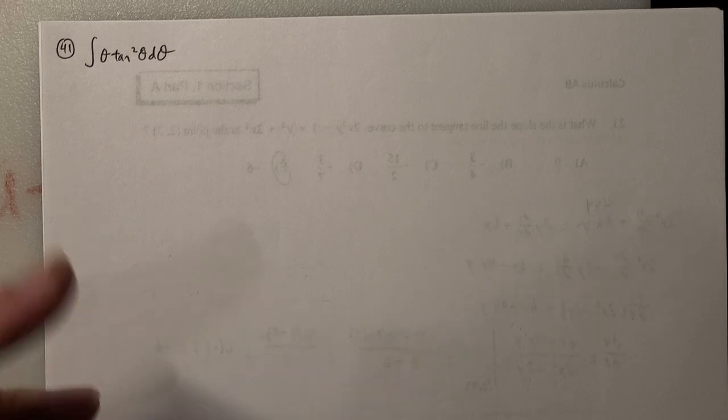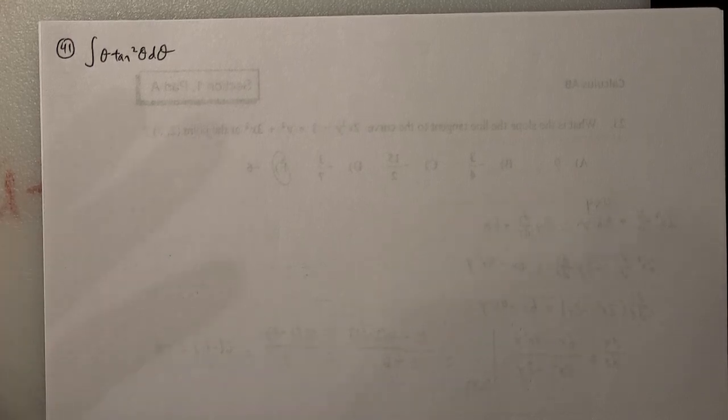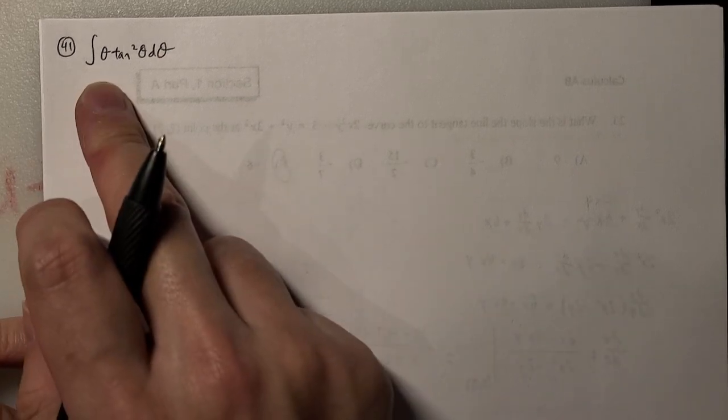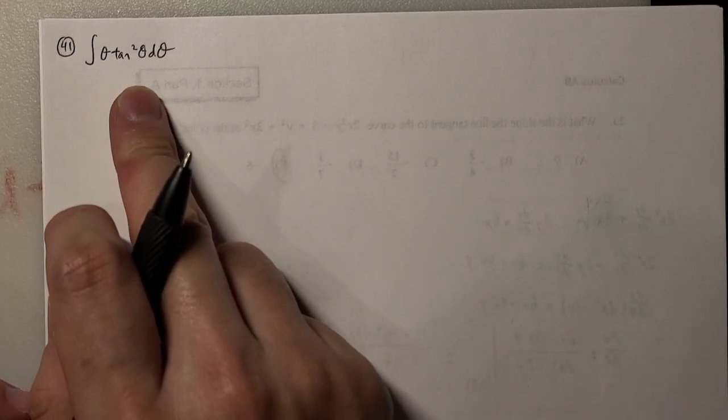You just give it a random integral per se, and you have to know which technique to use, or you have to try different techniques to solve it. So we left off on number 41. Let's continue. We have the integral of theta tangent squared theta d theta.